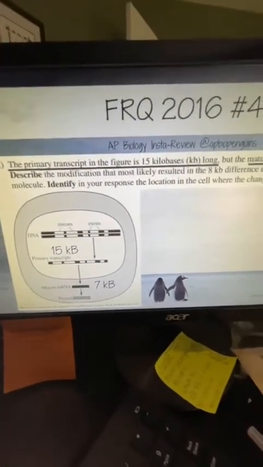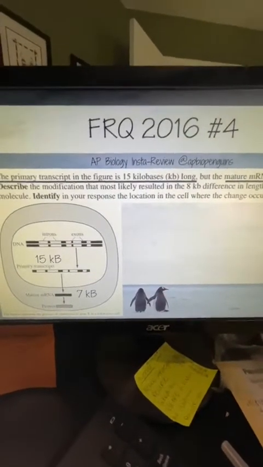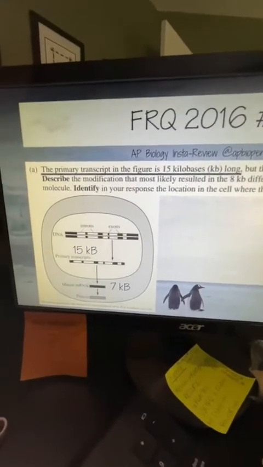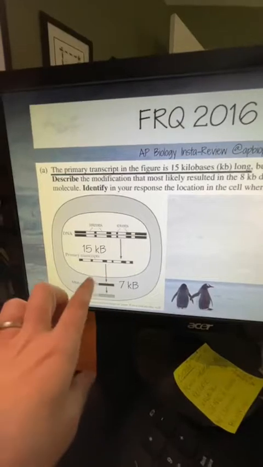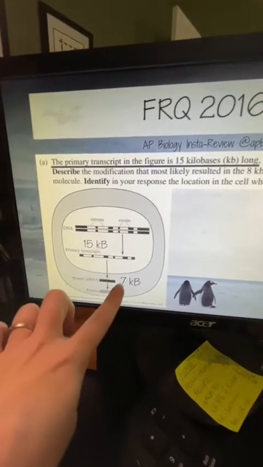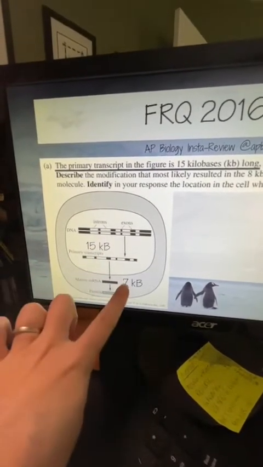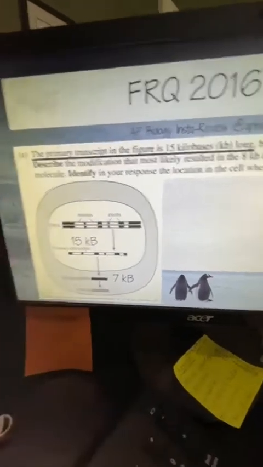It says describe the modification that most likely resulted in the 8 kilobase difference. We know 15 minus 7 is 8, so they want to know why is this one 15, this one 7? What happened between this picture and this picture? Again, I have no clue. I'm so lost. This makes no sense to me. My teacher didn't teach me this. I don't know anything, right?